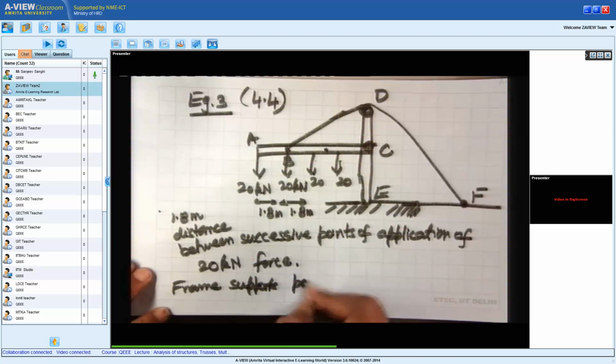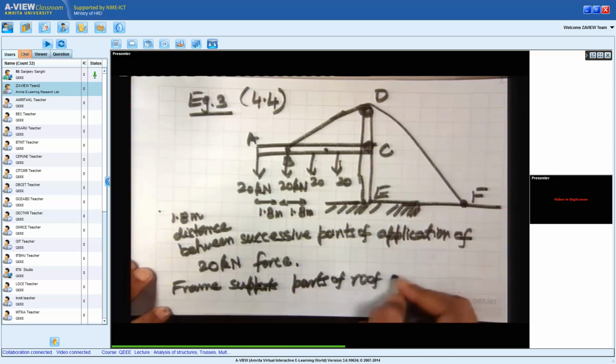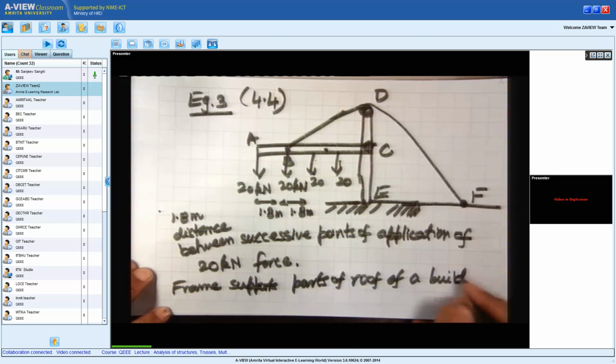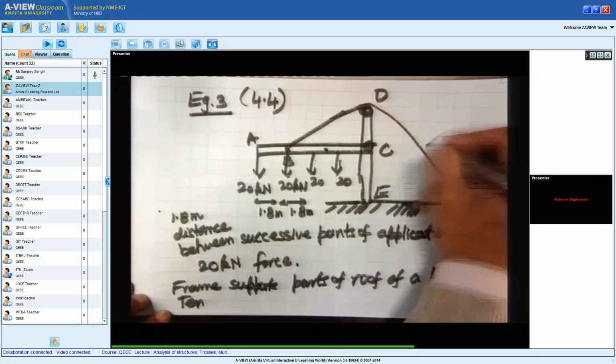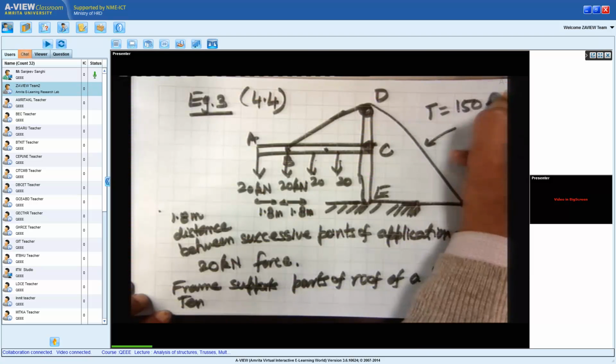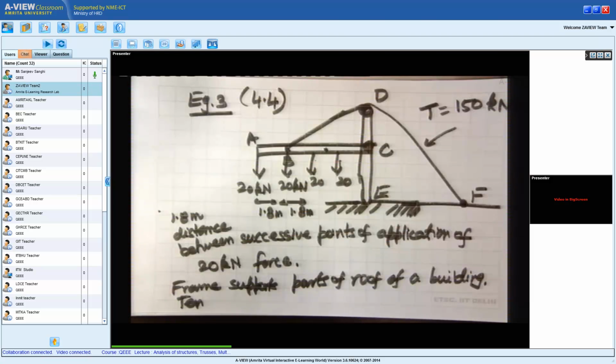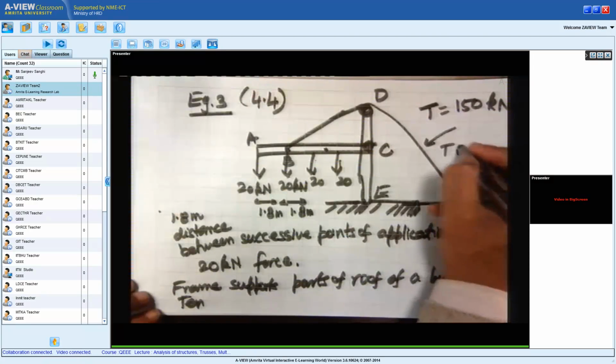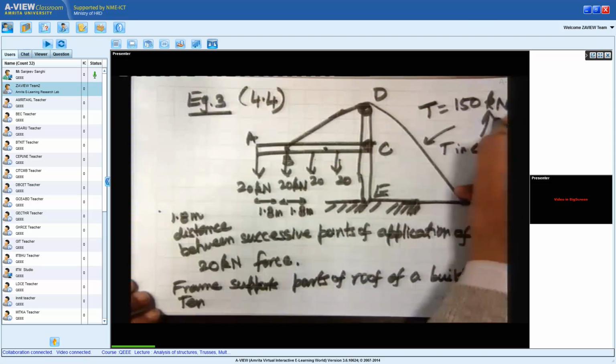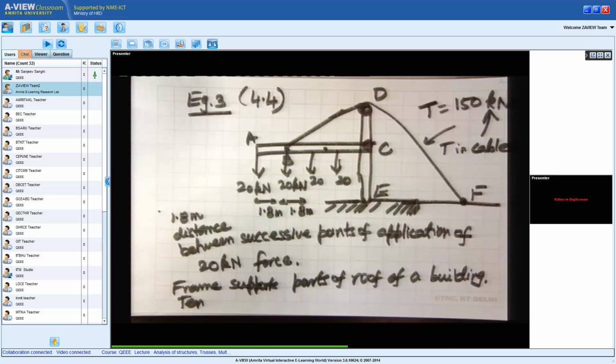And here it says this frame supports parts of the roof of a building, and the tension in the cable is given. It is given that the tension in this cable is 150 kilonewtons. And what we have to find is the reactions at the point D. We have to find the reactions at the point where this is connecting to the ground. Okay.